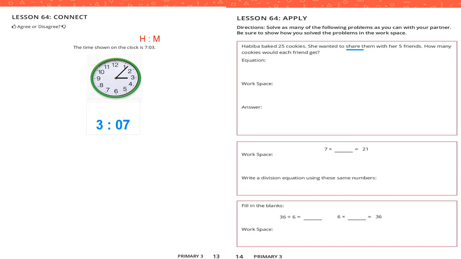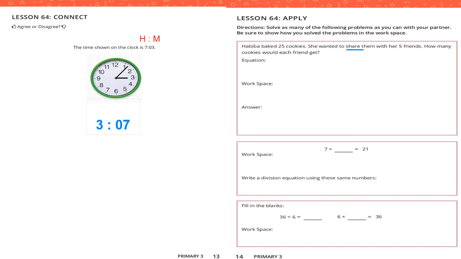Lesson 64, the apply part. Solve as many of the following problems as you can with your partner. Habiba baked 25 cookies. She wanted to share them with her 5 friends. So the total is 25 cookies. And she wanted to share them. Share means divide, means distribute, okay? So she wants to distribute or share between 5 friends equally, sure, equally, okay? How many cookies would each friend get?